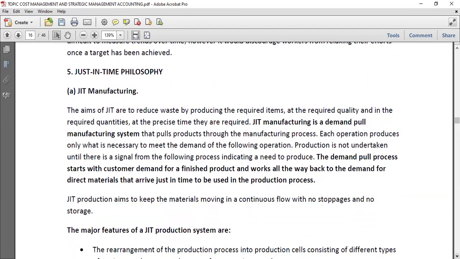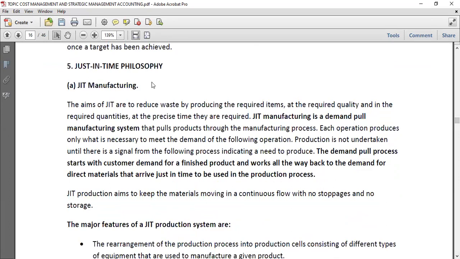So the next one that I also want to comment on is just in time. I already spoke about just in time. Now, the just in time philosophy is also a philosophy from Japan, and it was brought up to reduce the stock holding costs, okay?